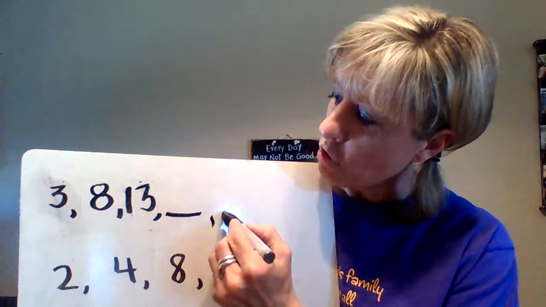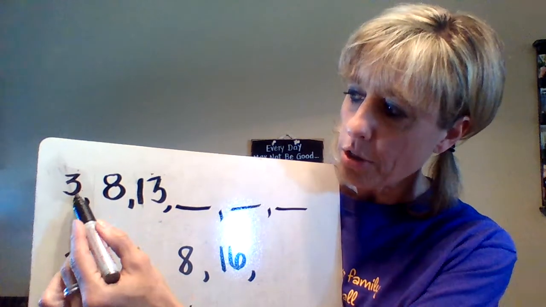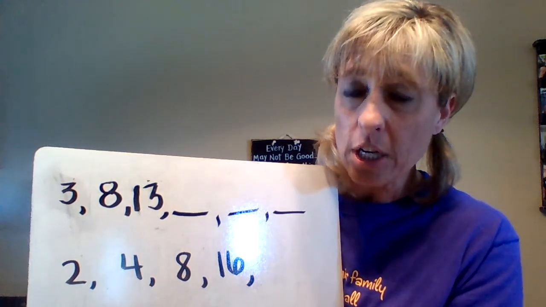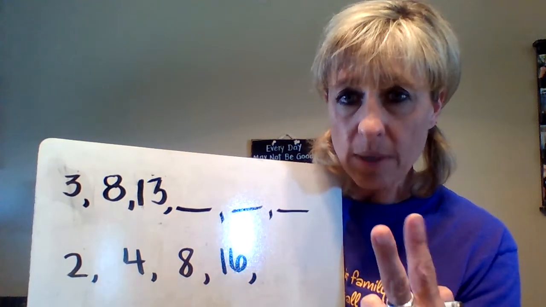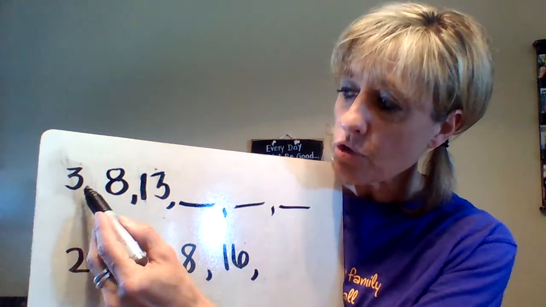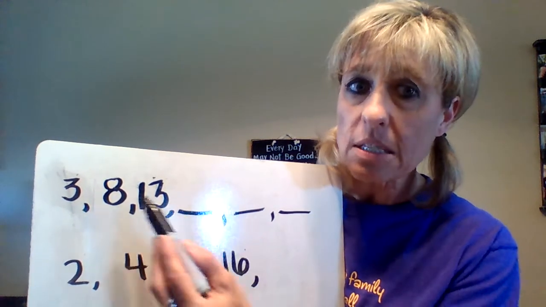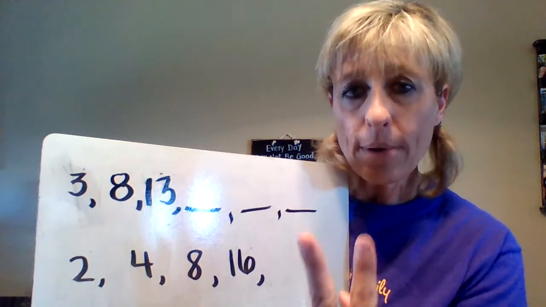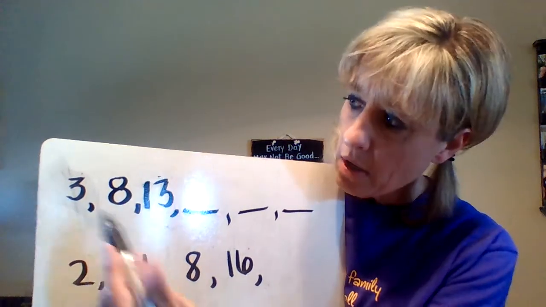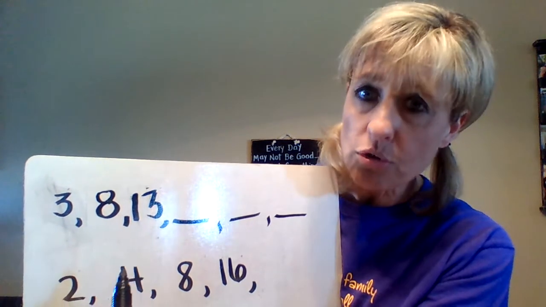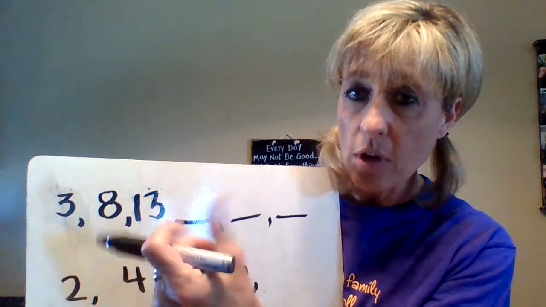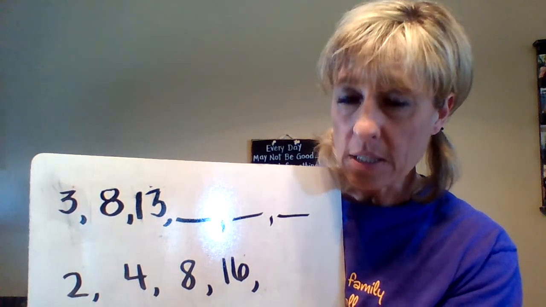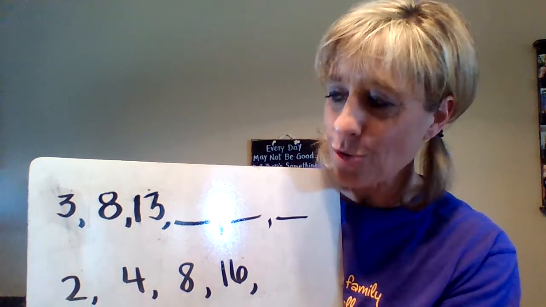Okay, so the first set of numbers we have on the board are 3, 8, and 13. So we're trying to figure out what is the pattern here. Two questions you ask yourself. Number one, are the numbers increasing, getting bigger, or are they decreasing? Okay, very good, they're increasing. So there are two operations that tell you, okay, that numbers can increase. What are those two operations? We've got addition, subtraction, multiplication, or division. Okay, if you guessed addition and multiplication, you are correct.